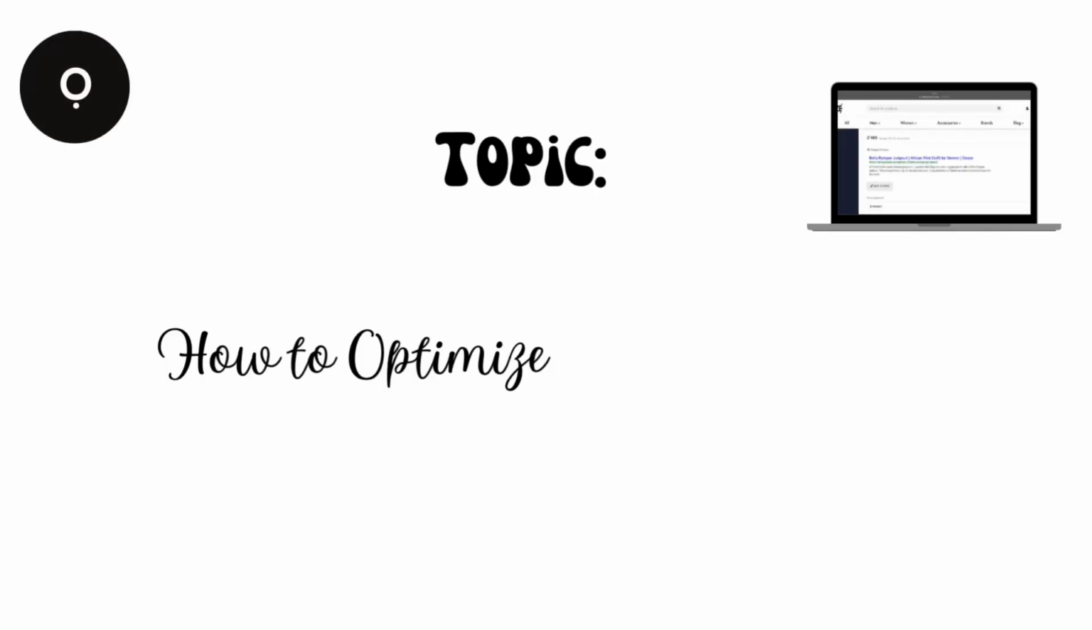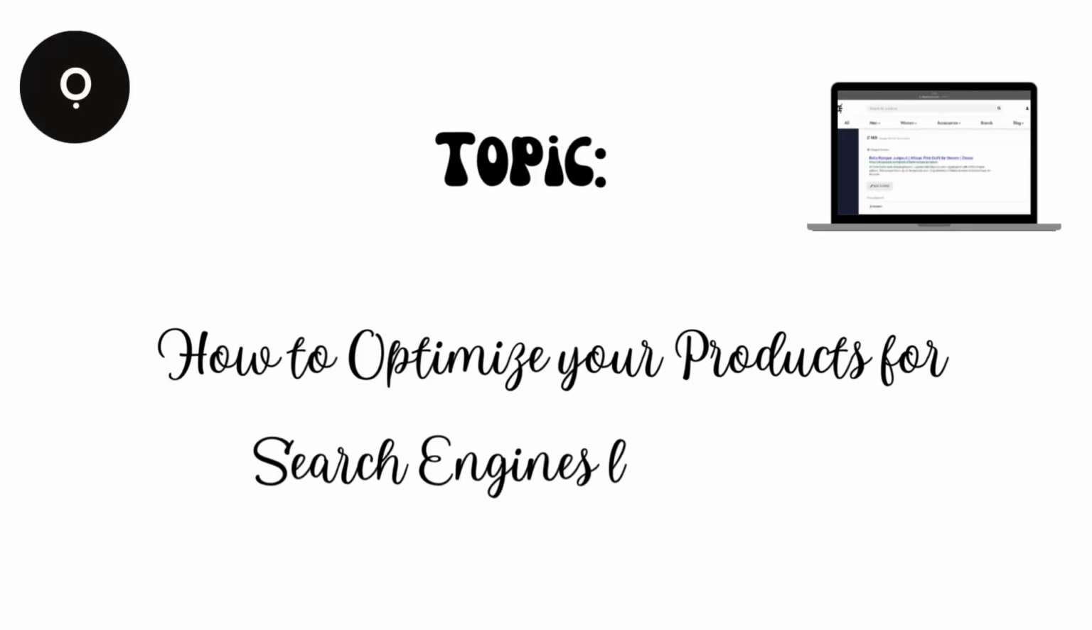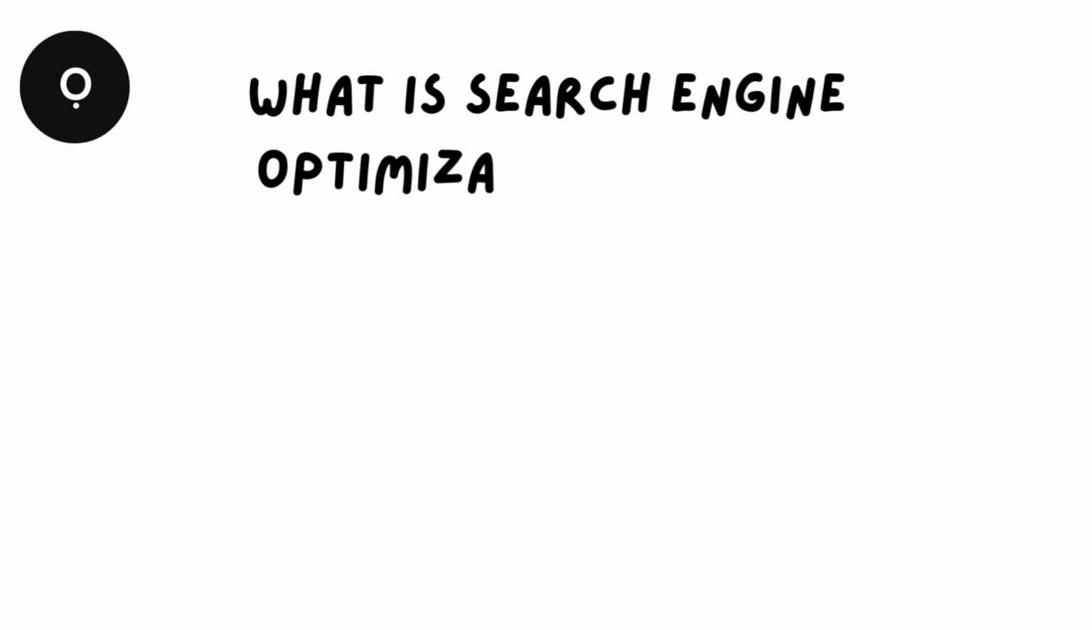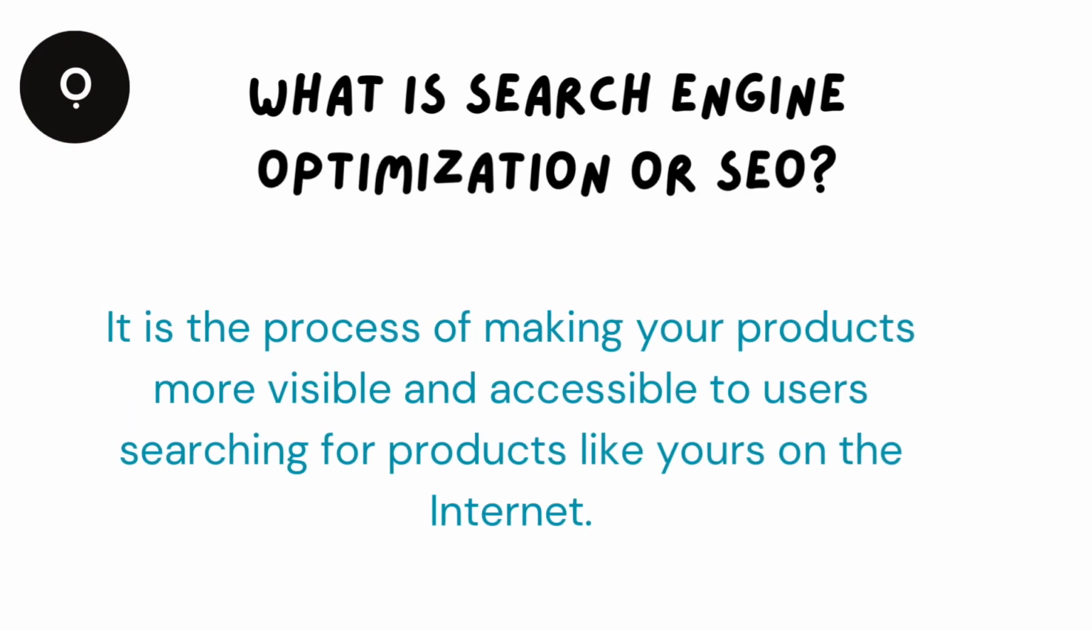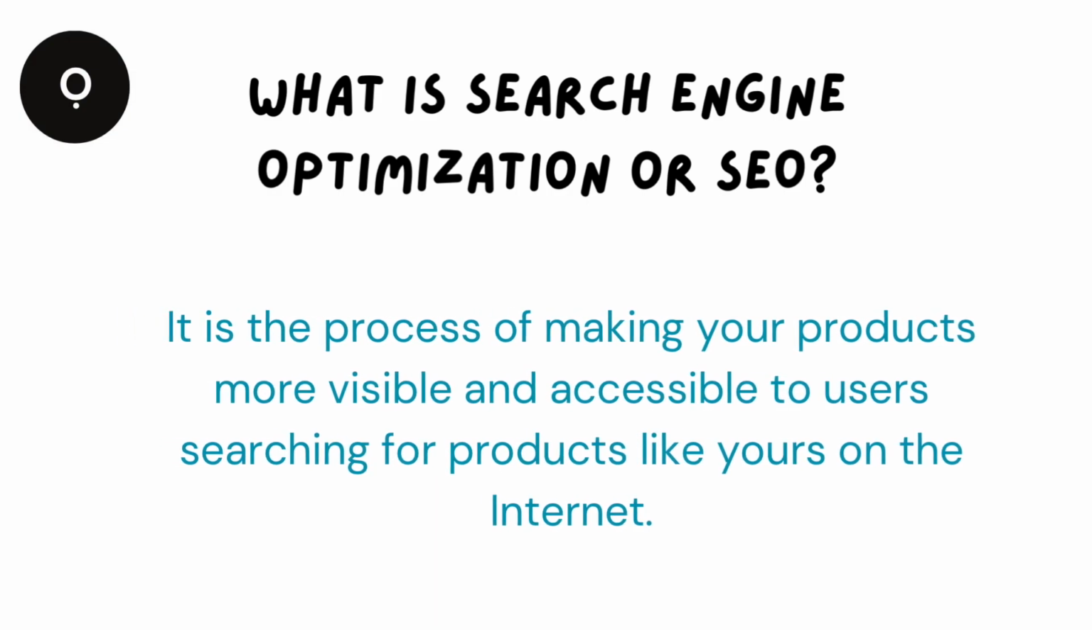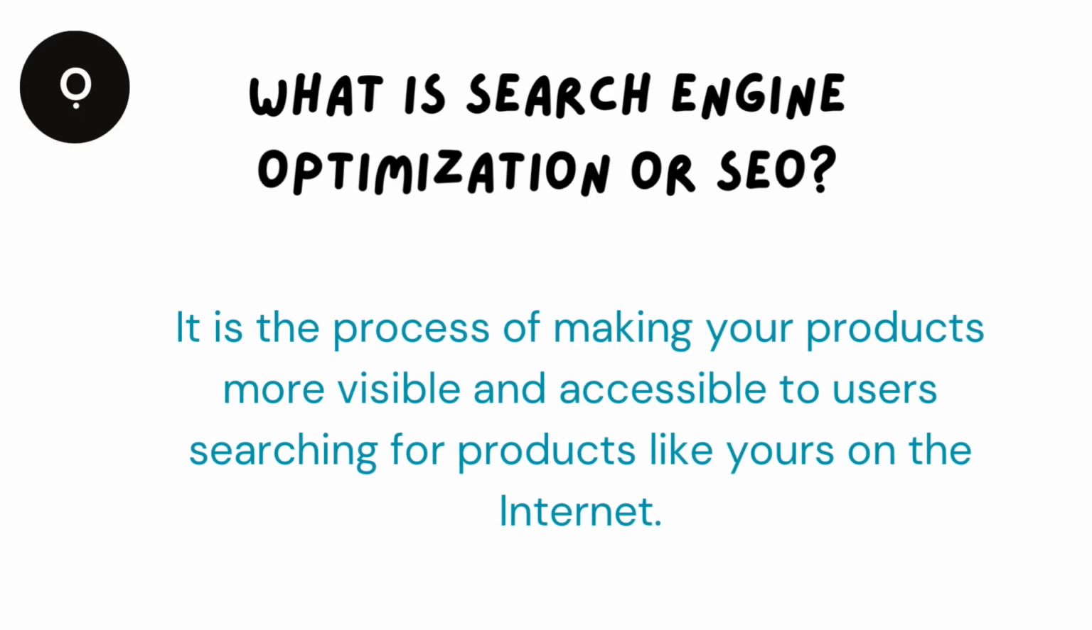Today, I will be walking you through how to optimize your products for search engines like Google. Before we get started, let's define what search engine optimization is. In simple terms, search engine optimization is the process of making your products more visible and accessible to users searching for products like yours on the internet.